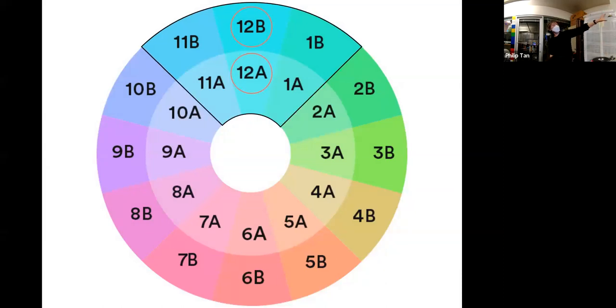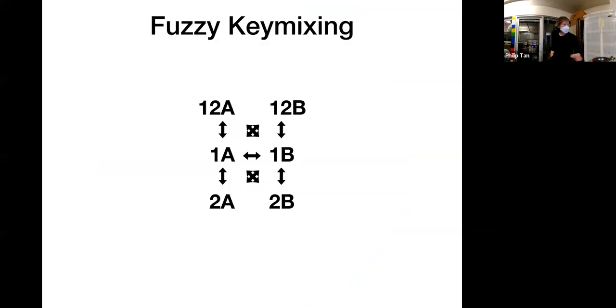So basically, if you're in 12A, can you go up to 1B? Or 12A, can you go up to 11B, right? If you're in 12B, can you go to 11A, that sort of thing. And there is actually a school of thought that says, yes, give it a try, but always check on your headphones first. Because it could do weird things in the particular combination of the energy levels as well as the notes themselves.